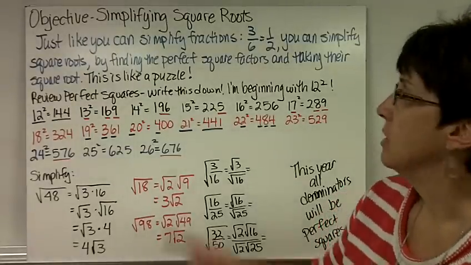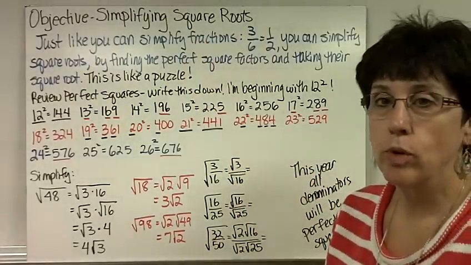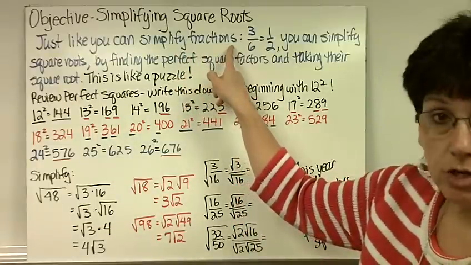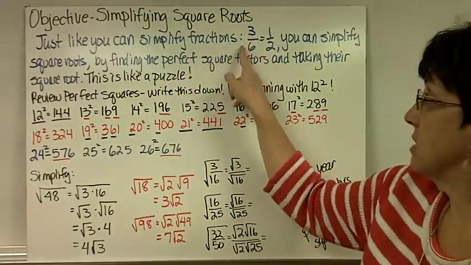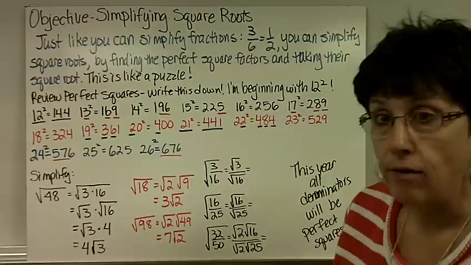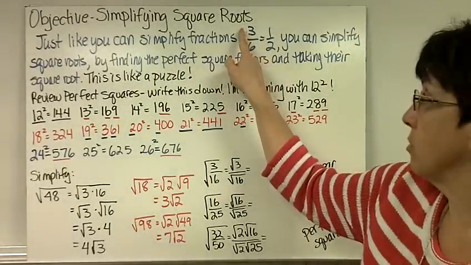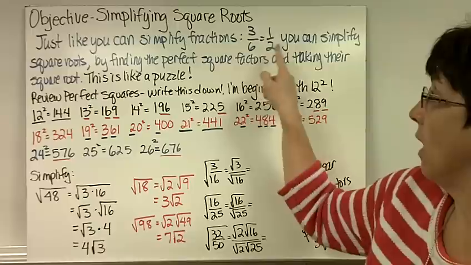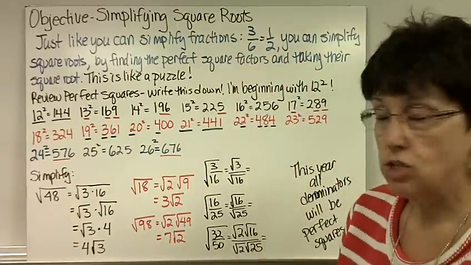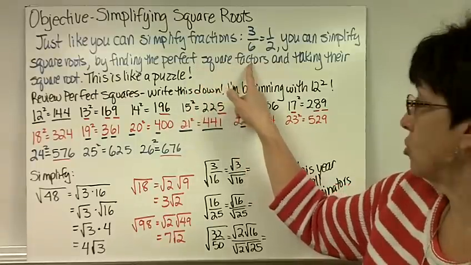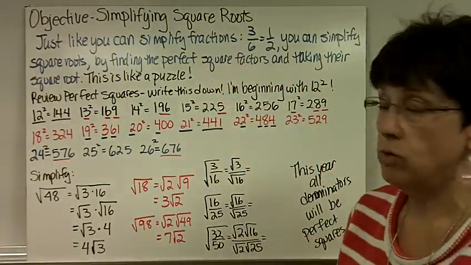Today's objective is simplifying square roots. Just like you can simplify fractions, 3/6 is the same as 1/2 because you can divide a 3 out of both the 3 and the 6 to get 1/2. You can simplify square roots by finding the perfect square factors and taking their square root.